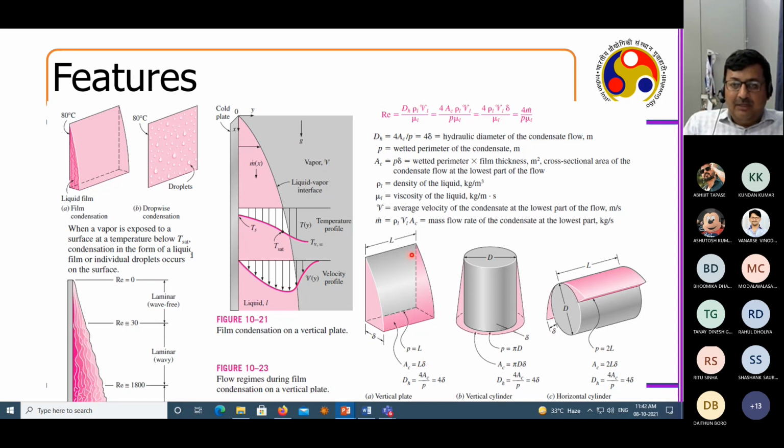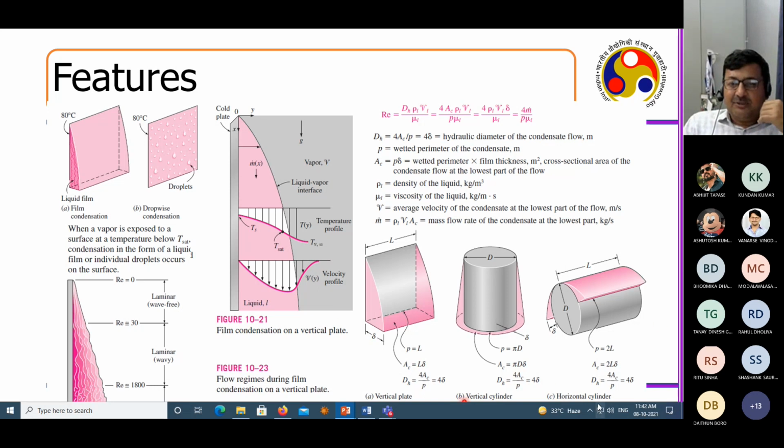How do I calculate for this flat plate? What is my wetted perimeter? It is L. What is my Ac? It is lambda into delta. This is my area. Now, if I do 4Ac by P, I get 4 delta as the hydraulic diameter. Similarly, for a cylinder, the wetted perimeter is 2 pi r, and the area is pi d into delta. If I divide these two, 4 into area by perimeter, I get 4 delta.